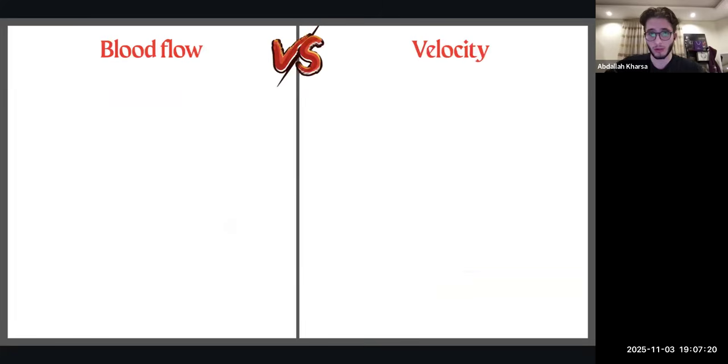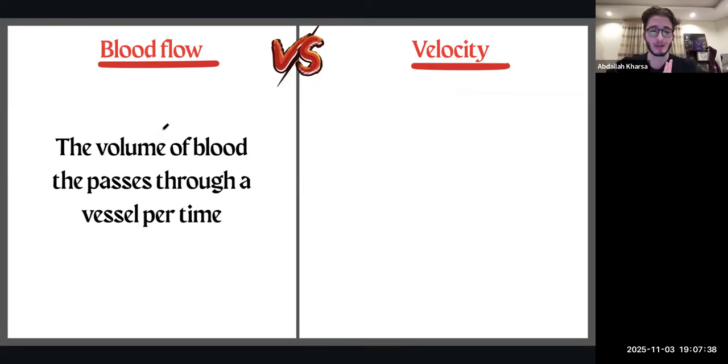So, moving on. We talked about blood flow, and we talked about velocity. Does anyone know the difference between the two? You can open your mic, you can type in the chat. Okay. Blood flow is the volume of blood that passes through a vessel per time. So if we have a vessel and 5 liters of blood pass through it per second, that's the blood flow.